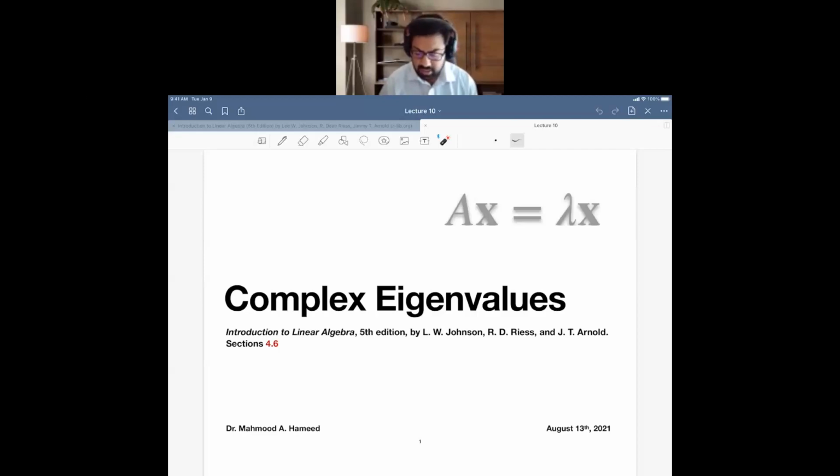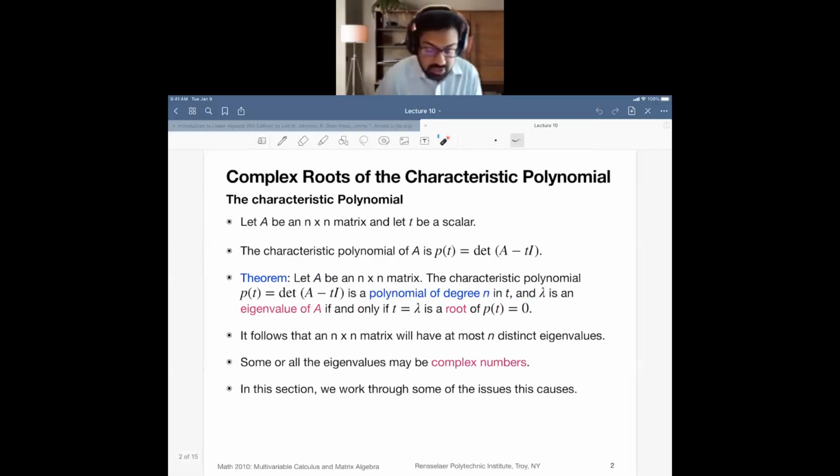So we'll take a look at whether the eigenvalues that are complex come in pairs, and whether there are some properties about complex eigenvectors or not. Those are the kind of things that we are going to be looking at in section 4.6 of the text. It's not a long lecture today. It's going to be pretty short. So let's see if we can get through it rather quickly.